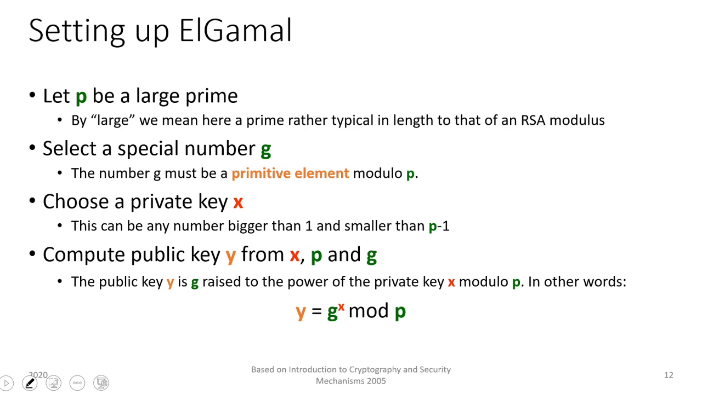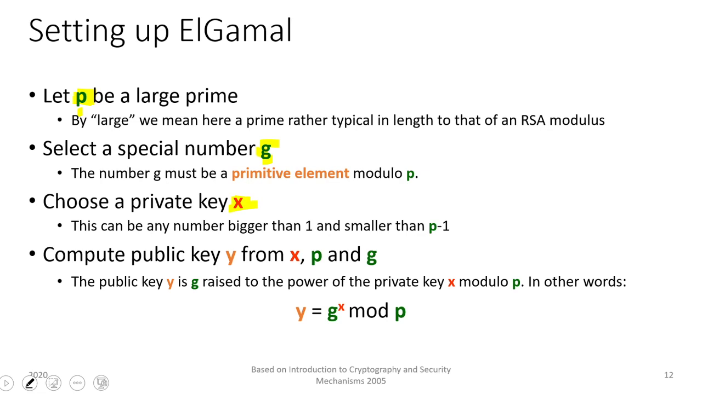Let's briefly go through ElGamal again with some simple examples to understand how it can be established. We would start with a large prime number P, and select a special number G. This G must be a primitive element modulo P. Then we will choose a private key X. Again, X can be anything larger than 1 and smaller than P minus 1.